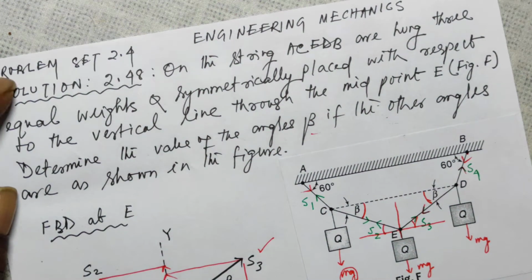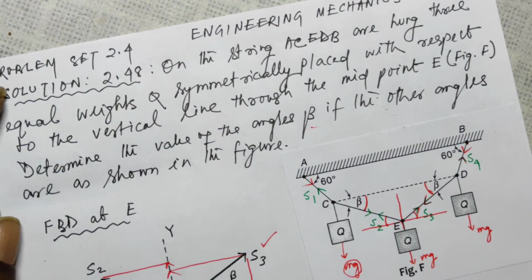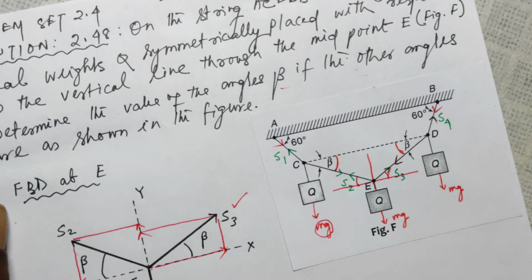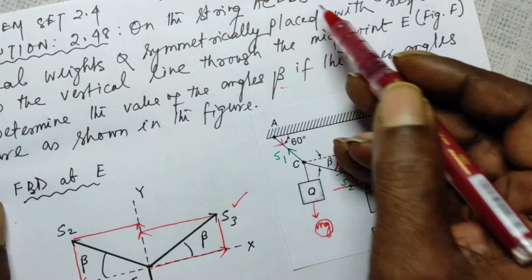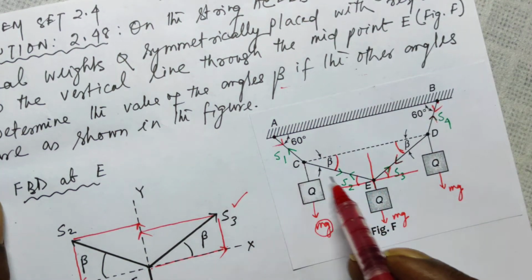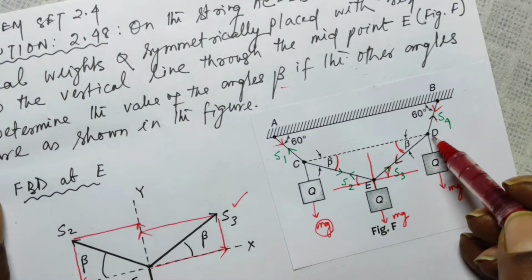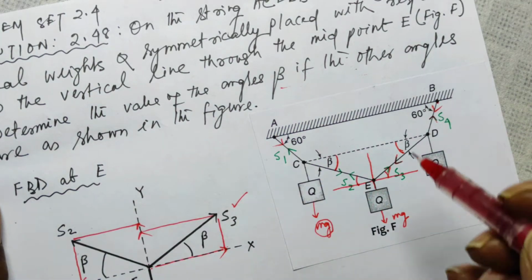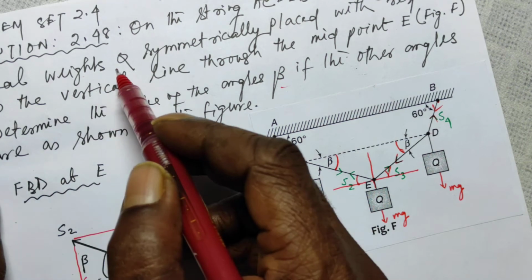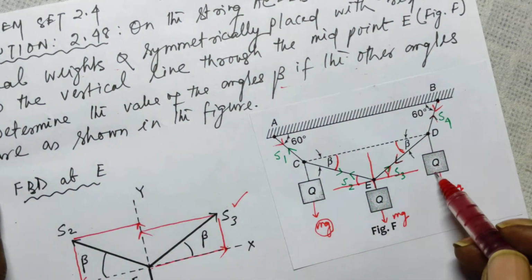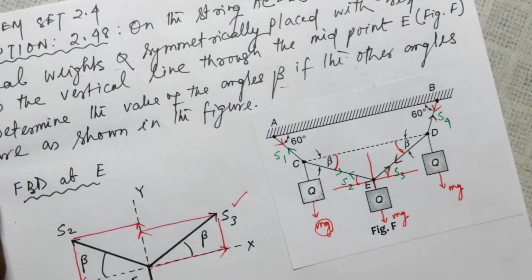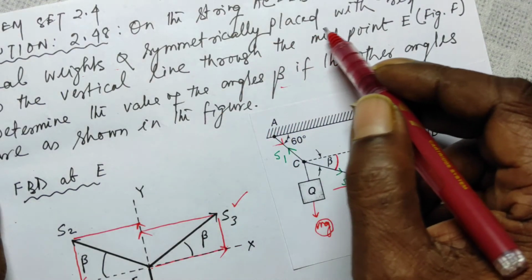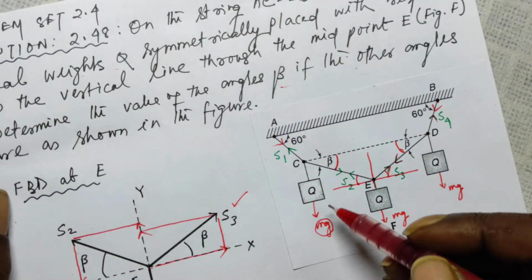Now it's problem set 2.4, solution to 2.48. On the string ACEDB, from A to C, from C to E, from E to D, from D to B, is one continuous string. Equal weights Q are symmetrically placed with respect to the vertical.